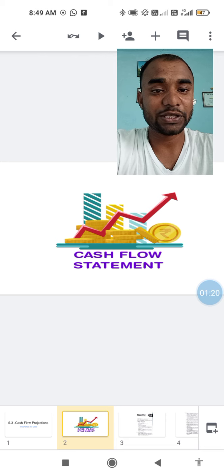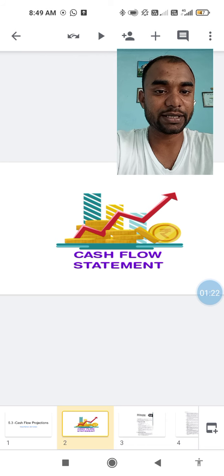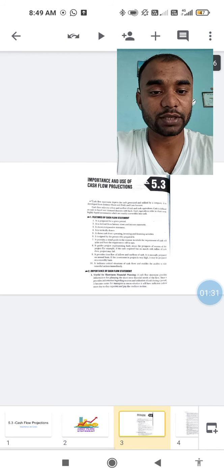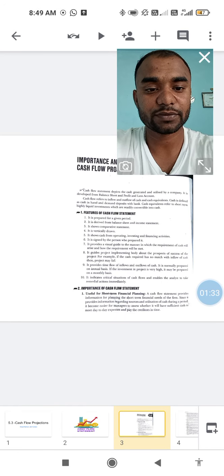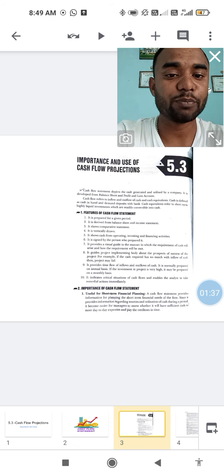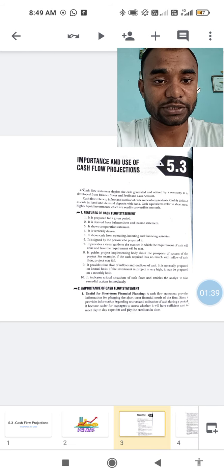But here, theoretically, we are going to discuss not the practical aspect of cash flow statements, but the theoretical aspect of cash flow statements. And let's see what are the things we are going to discuss. This is the first one: importance and uses of cash flow projections.